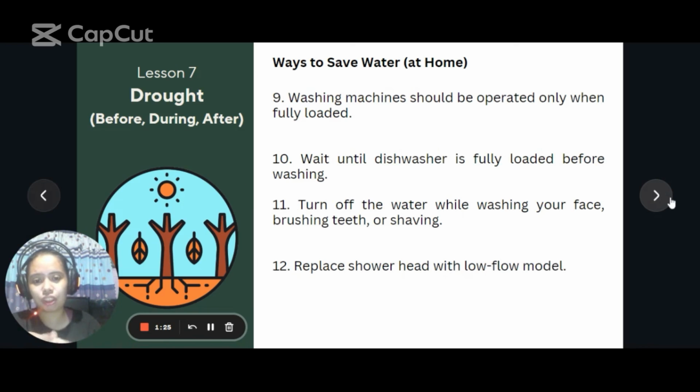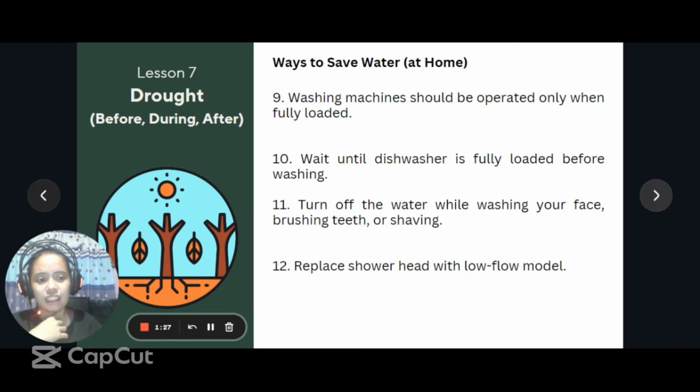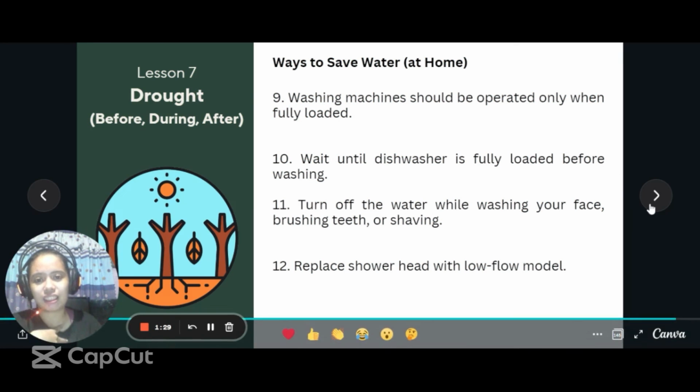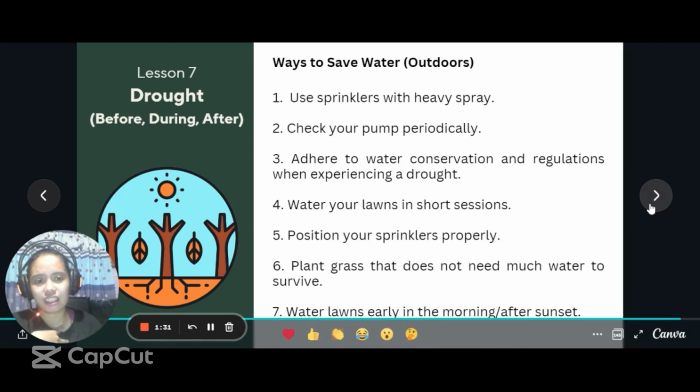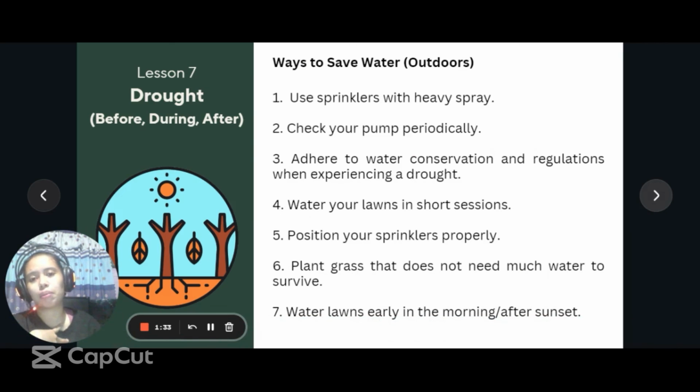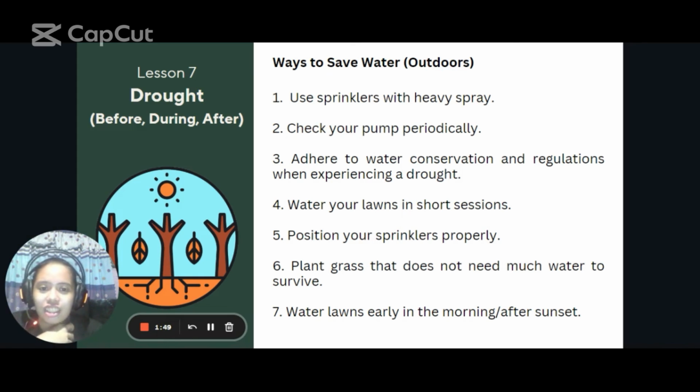Daghan pa ni siya, pero dili lang ako siya ipang basa. So, naa pod ni ways to save water sa outdoors. Number 1 is use sprinklers with heavy spray. Ano ba ni, sprinklers kay katong para sa dahon, kanang para water sa dahon. So, no heavy spray daw.